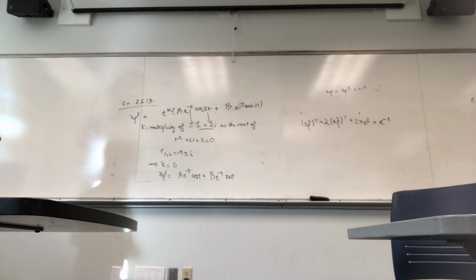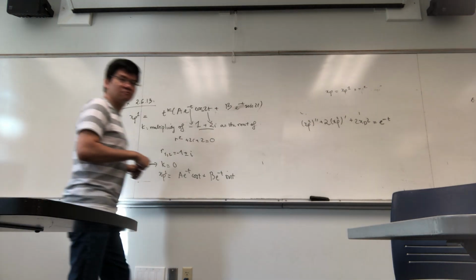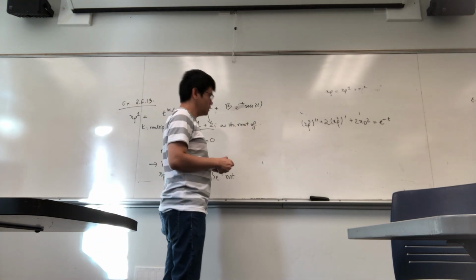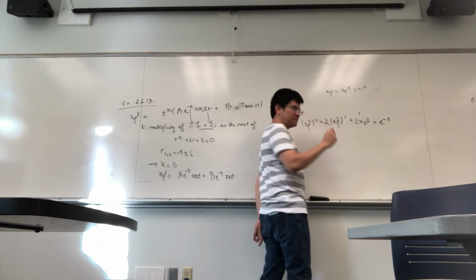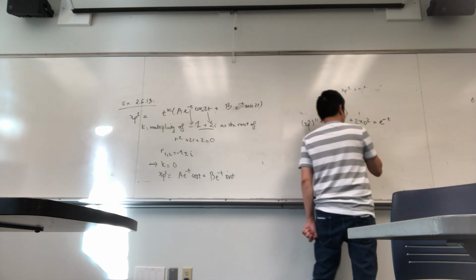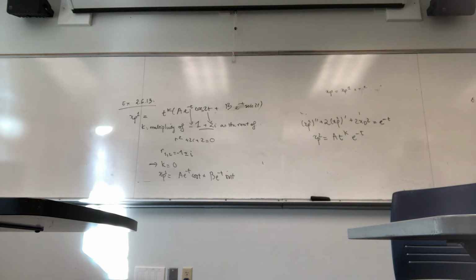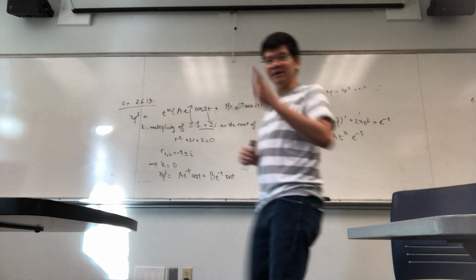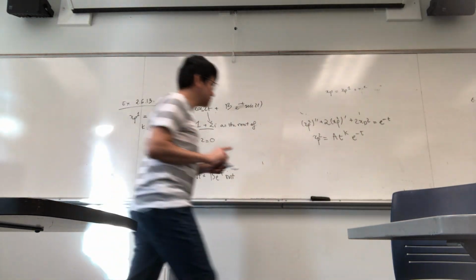Now what is the form of the second guy? Is it a constant times e to the negative t times t to the k? Yes. So xp2 will be a times t to the k e to the power minus t. So what is the k in this? K is the multiplicity of what? Negative 1. Yes.